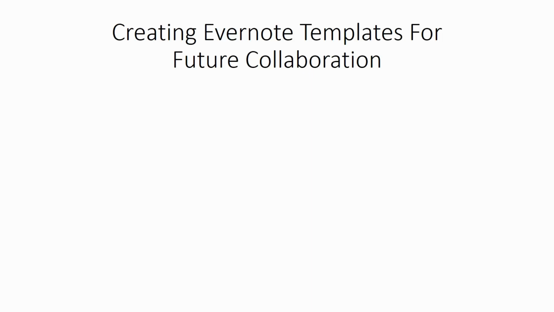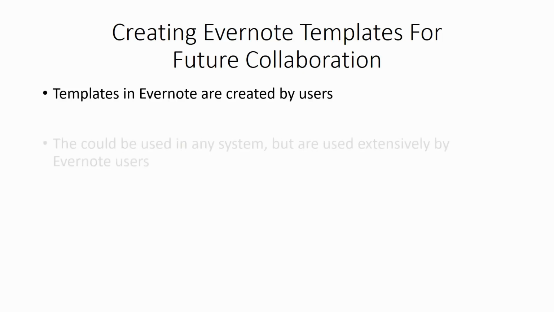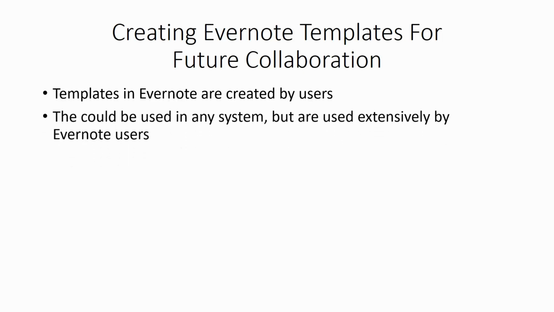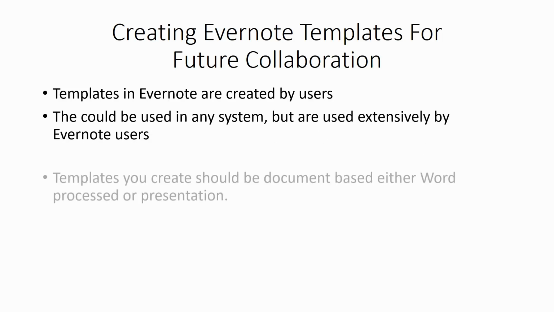Now that you've seen the technical steps of collaboration inside of Evernote, it's time to take those concepts and apply them to help you become more efficient in the future. You'll want to start considering taking some of the processes that you are integrating in Evernote every day and turning them into templates so that you can use them over and over again. Now, templates in Evernote are typically created by users of Evernote, users of your process, members of your team. These templates are not specific to Evernote. They can be used in any system, but they are extensively used by Evernote users.